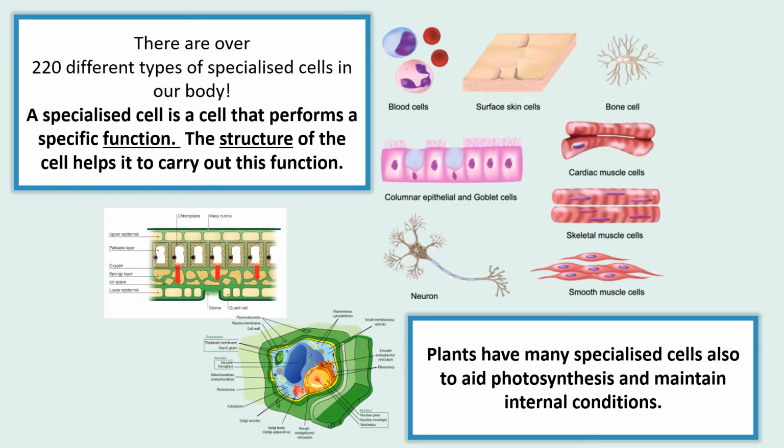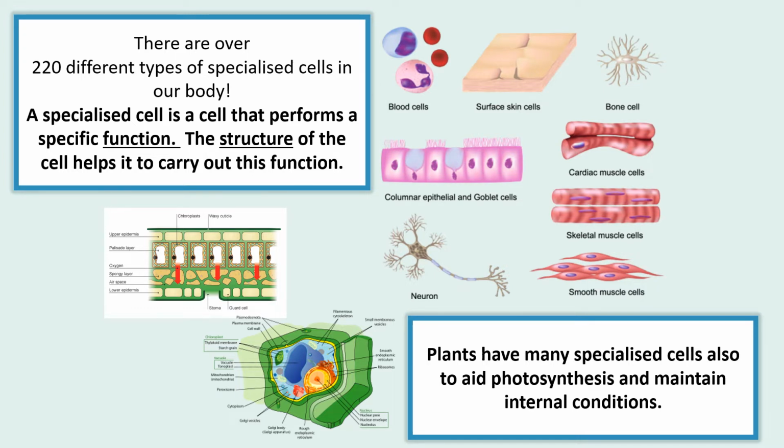So there are over 220 different types of specialized cells in our body. So you did a lot about this with Ms. Corbett last lesson. On the slide, you can see some different specialized cells because no two types of cells are the same. We've got some bone cells, some skin cells, the different blood cells, some epithelial cells, which were mentioned in the prokaryotic eukaryotic lesson. They've got these little hair-like structures that waft the dust and the bacteria and things like that away from your lungs. We've got cardiac muscle cells, so that's what you find in your heart muscle.